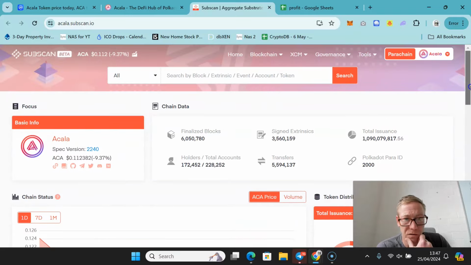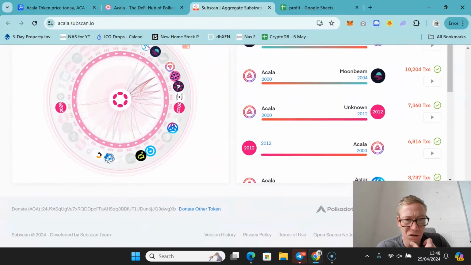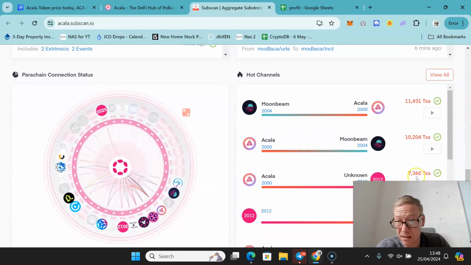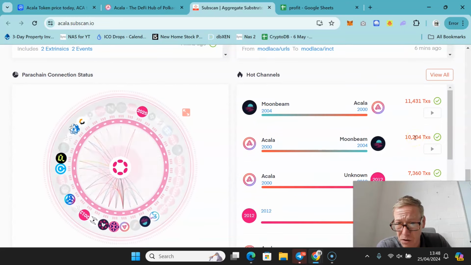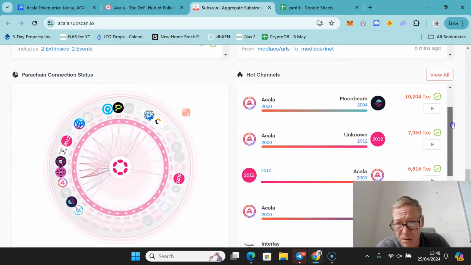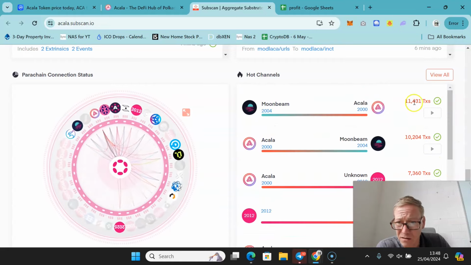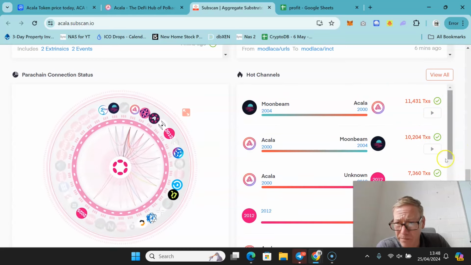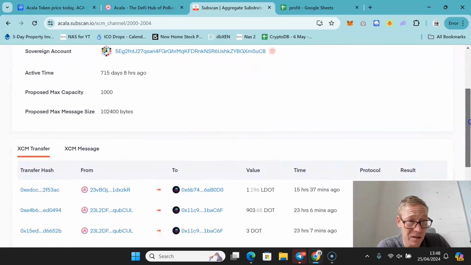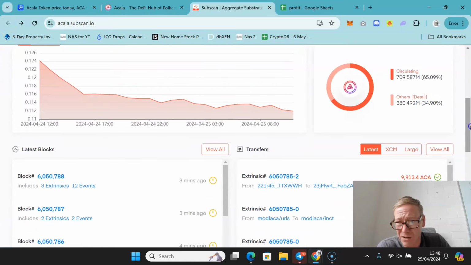And if we have a look at where things are at in terms of transactions, we're not actually seeing tons. Acala has done 10,204 transactions from Acala to Moonbeam. From Moonbeam to Acala, 11,000. Acala to Unknown, 7,000. So there's been a few transfers, transactions, I suppose. So active time, but that's over 715 days. So those transactions are not over like a day.